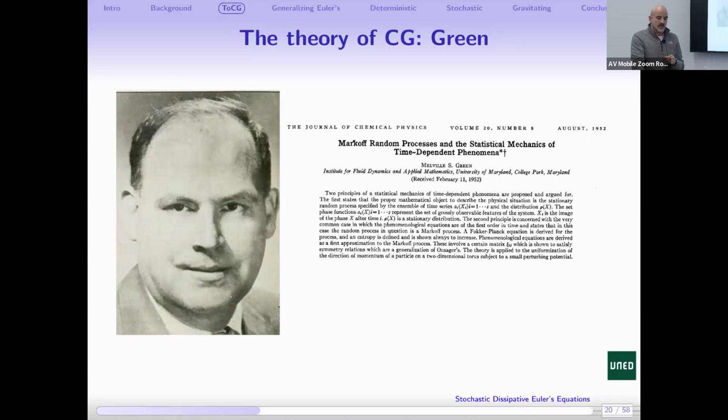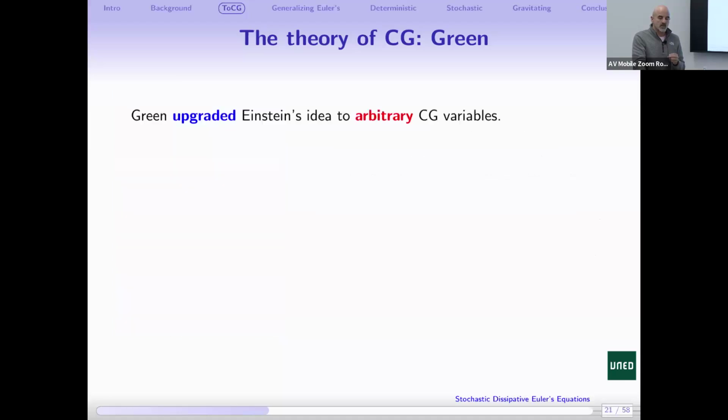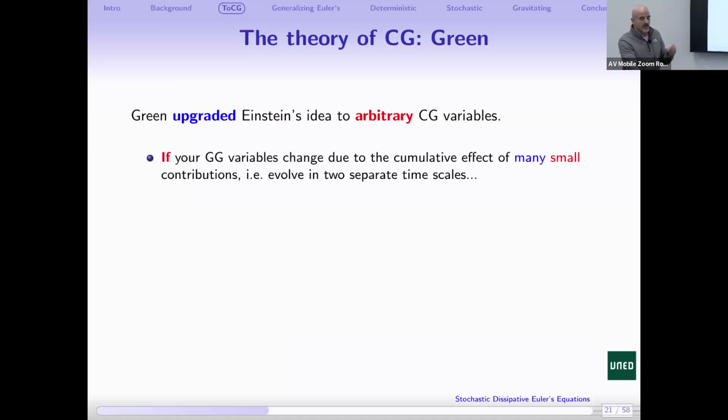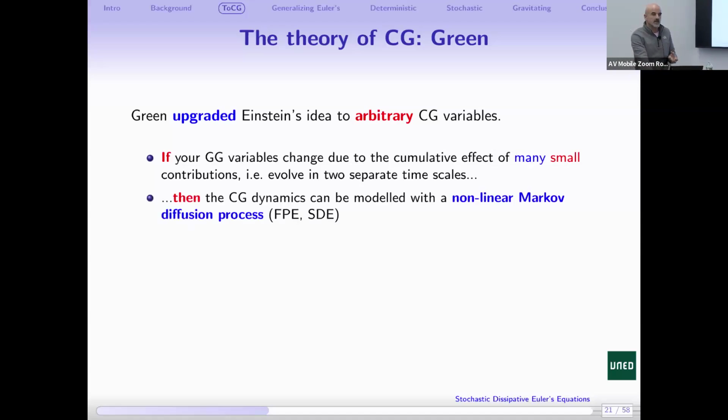Then Green came in this paper from 1952. And what he did was basically to upgrade Einstein's idea on Brownian motion to arbitrary sets of coarse-grained variables. And he said that if, that's a big if, your coarse-grained variables, your selected variables to describe the system macroscopically or mesoscopically, change as a result of many small contributions, so the evolution is smooth with small contributions, then you can model the evolution of the coarse-grained variables as a Markov, nonlinear Markov diffusion process in terms of a Fokker-Planck equation or a stochastic differential equation.